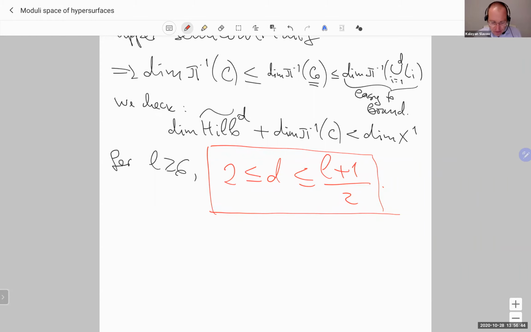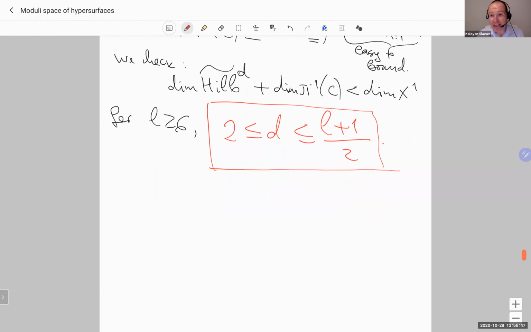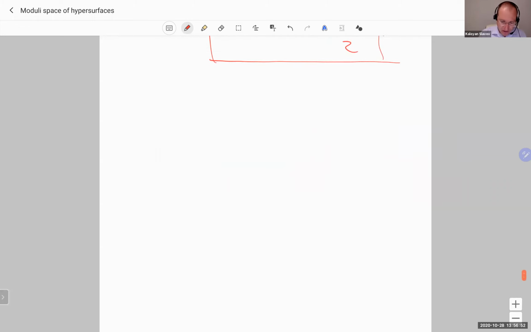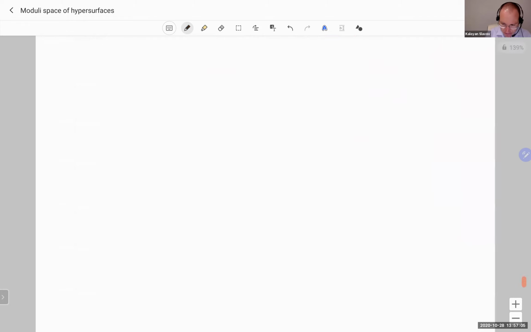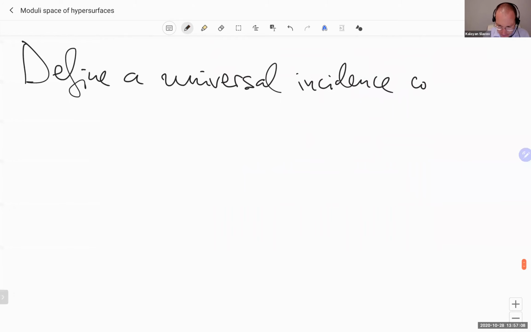Okay, now we move to the case of large degree. We have to give a completely different argument when D is large. We are looking again at the incidence correspondence, but now we define a universal incidence correspondence. Now, what we're doing is we are parameterizing our hypersurfaces with singular locus of dimension at least 1.